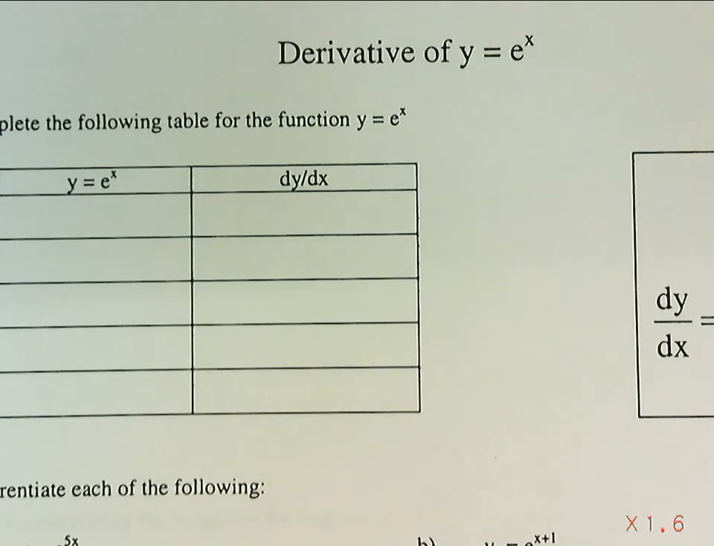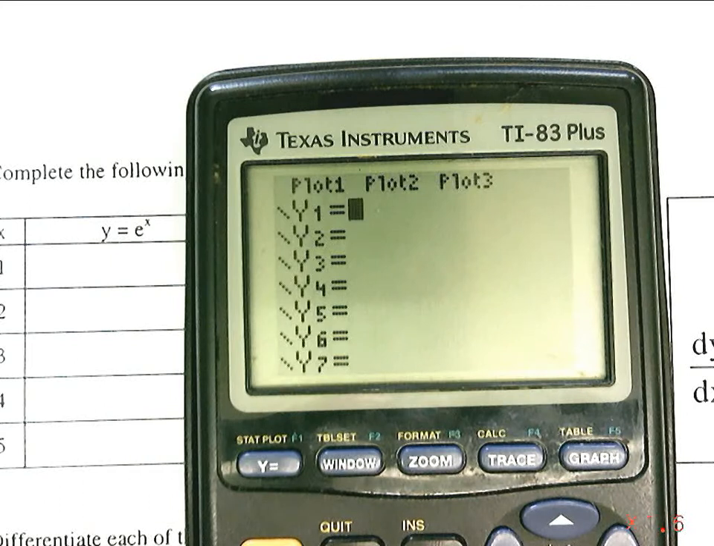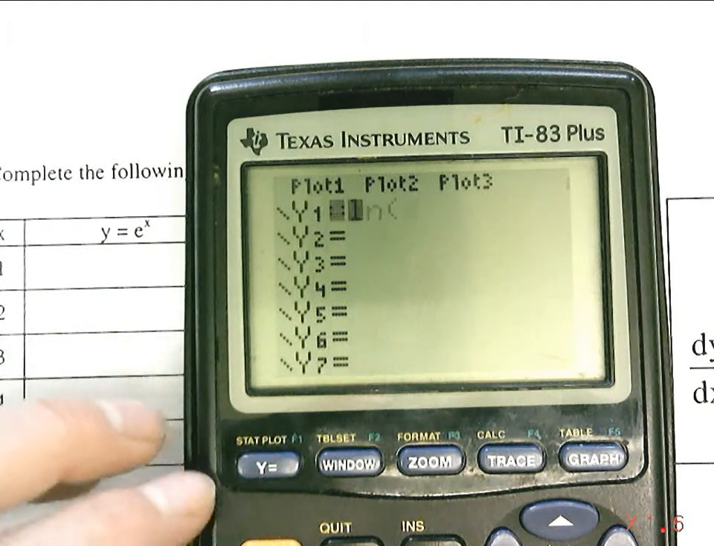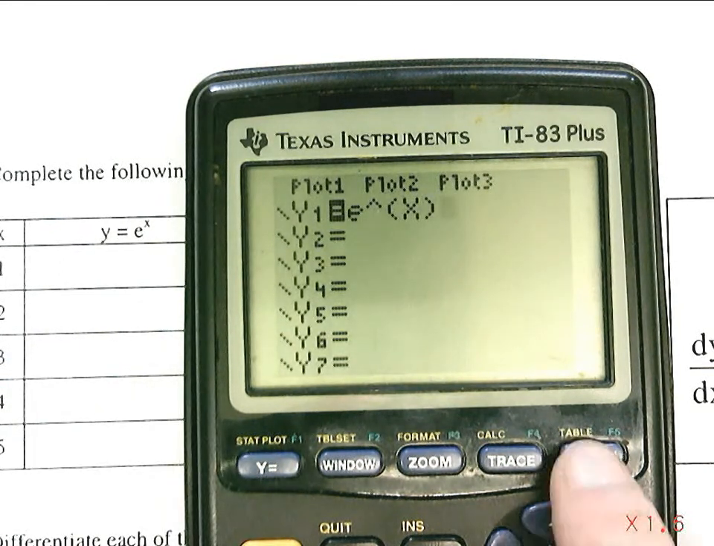Today we're going to look at the derivative of e to the x. So I'm going to take a graphing calculator and I'm going to check and see what it is on the calculator. So I'm going to do y equals e to the x, and I'm going to graph it.